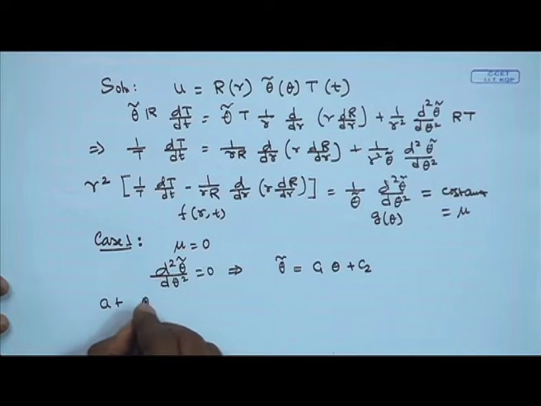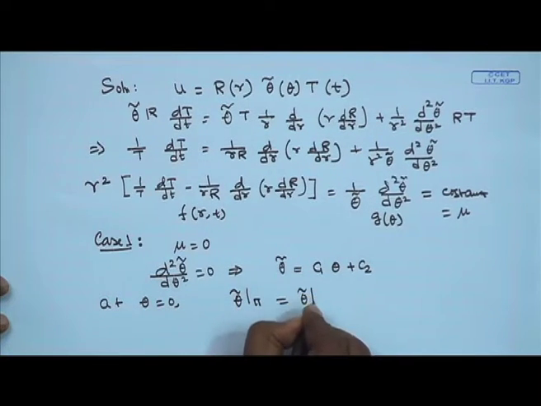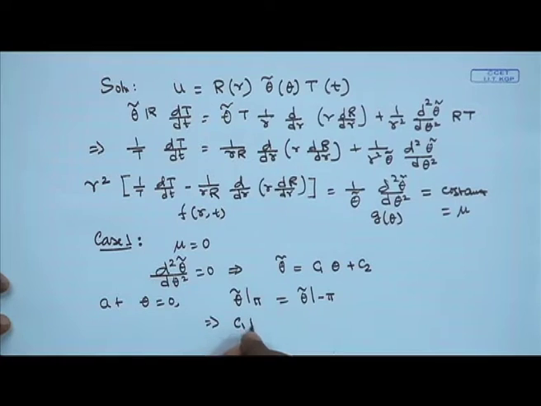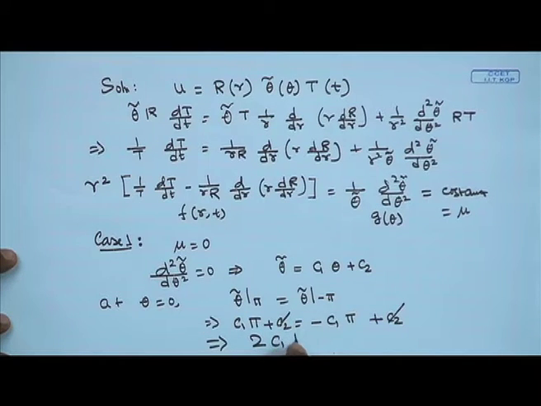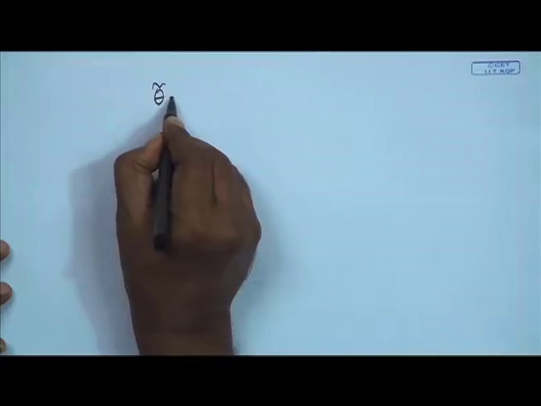So, with the boundary condition, we have theta hat evaluated at pi is equal to theta hat evaluated at minus pi. So, theta hat at pi is nothing but c1 pi plus c2, and this will be minus c1 pi plus c2. So, c2 will be cancelling out. So, what we will be having is 2 c1 pi equal to 0, then 2 is not equal to 0, pi is also a constant not equal to 0, therefore, the only option is c1 equal to 0. So, c1 is equal to 0, and the solution becomes theta hat equal to constant.